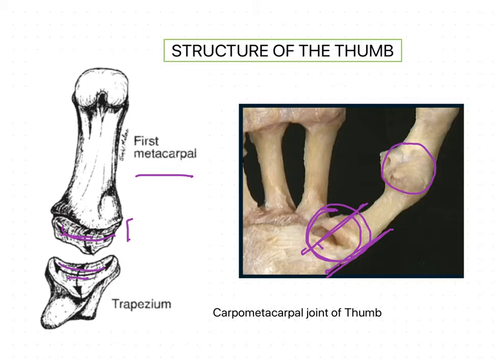So what are the movements here? I have already mentioned flexion and extension, abduction, adduction, and opposition or reposition. In which plane these movements take place is very important. The flexion and extension of the thumb take place in the plane of the palm, and abduction and adduction take place at right angles to the plane of the palm.